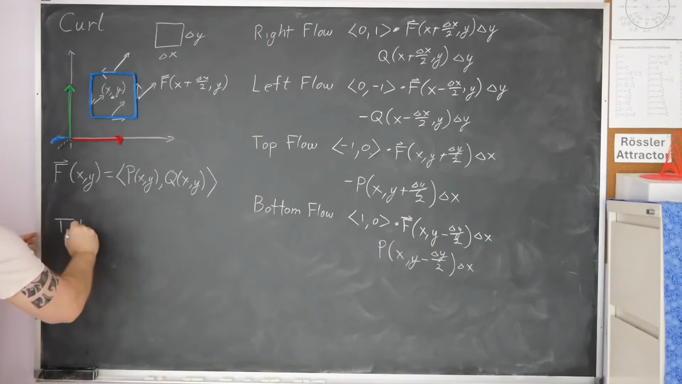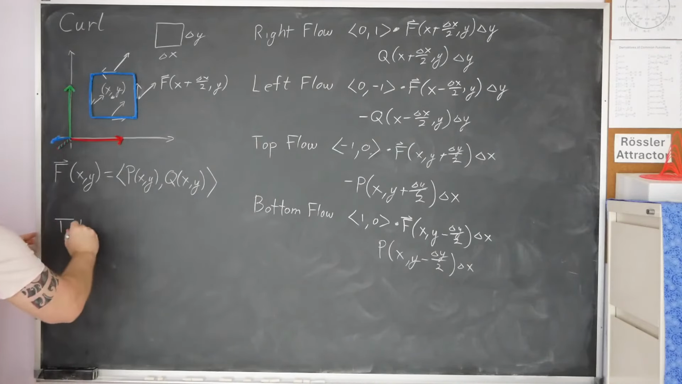Okay, but those were both multiplied by delta y. Then I'm dividing the whole thing by delta x delta y. So this delta y and these delta y's cancel out, and we end up with just this fraction over delta x. But that's only half of it, right? I've only done the right and the left flow. I also have to add the top and the bottom flow to get the total flow anti-clockwise around the box. So I have a plus.